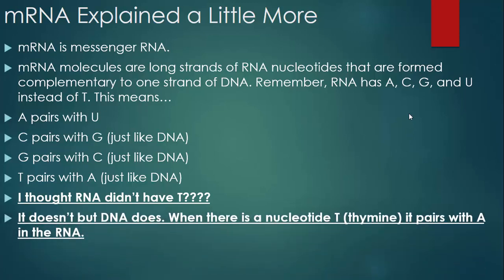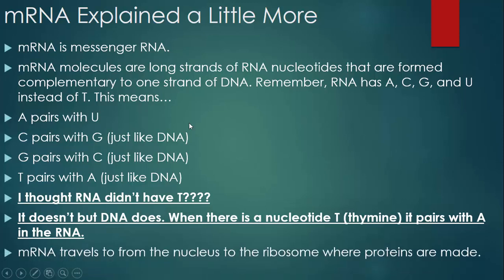When there is a nucleotide T, which stands for thymine, it pairs with A in the RNA. So remember, for every T that is found in the DNA, when mRNA makes a copy, it will pair it with an A. For every A that the DNA has, the mRNA will pair it with a U, because RNA doesn't have T to pair with the A.